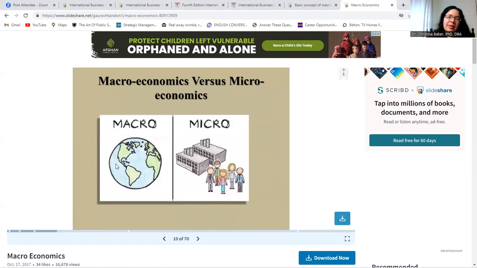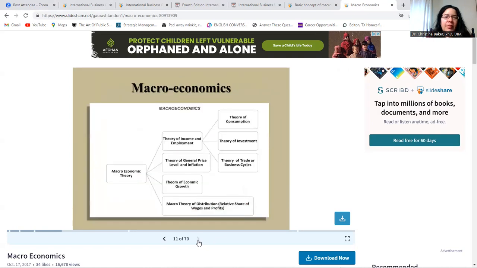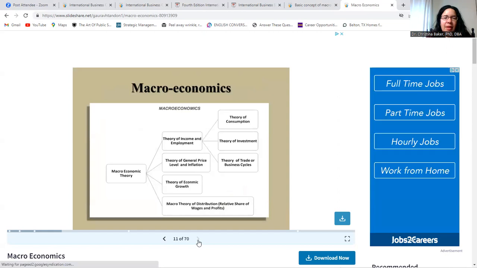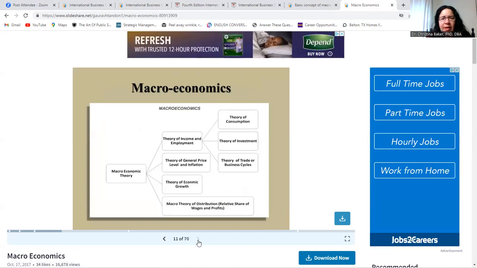Macroeconomics versus microeconomics. Like I said, macro is large, so you can look at it as a global scale, and then micro is smaller, like you and I. You think of micro as a small business or your personal finances. When we're looking at macroeconomics, we can see the economic theory here: theory of income and employment, theory of consumption, theory of investment, theory of trade and business cycles, theory of general price, theory of economic growth, and macro theory of distribution, the relative share of wages and profits.